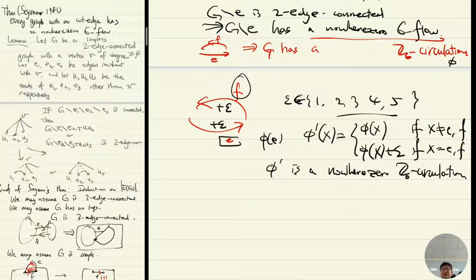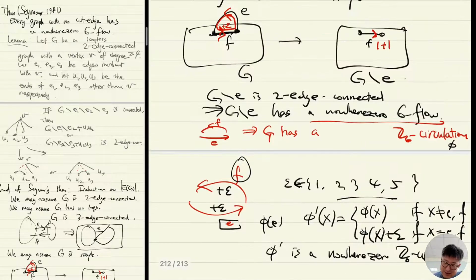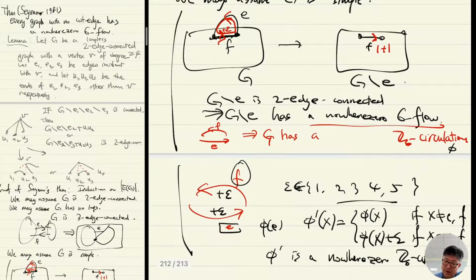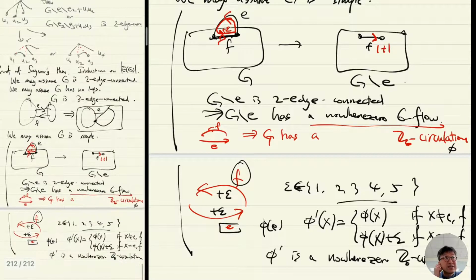All right. So that's why we can assume that the graph is simple. So this is the proof that we can assume the graph is simple, right? What we do when we have parallel edges, we can apply these reductions. All right.